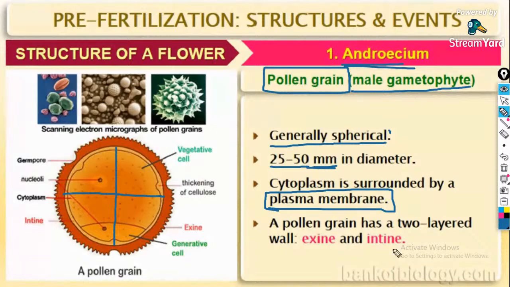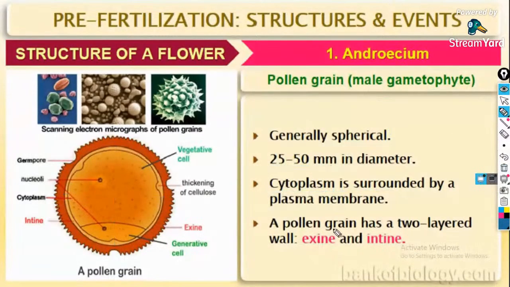So the pollen grain has two main layers, that is exine and intine. Exine and intine are the two different layers of the pollen grain. So guys, this is the typical structure of the pollen. The small yellow colored powdery substance which you observe. So each powdery substance, the structure is this.